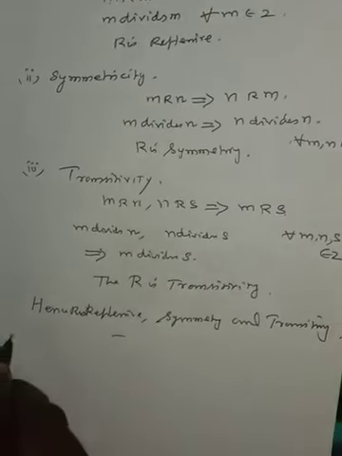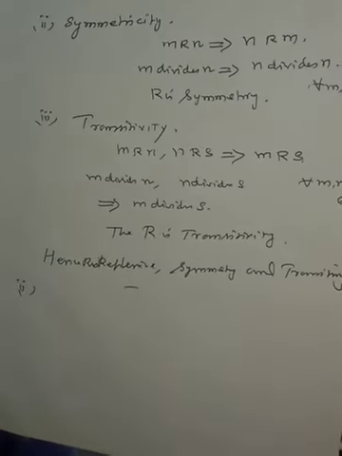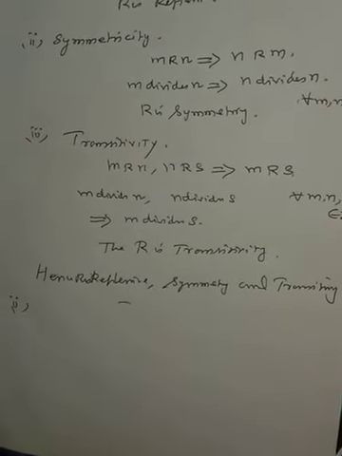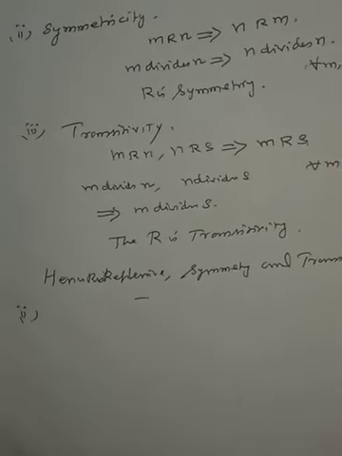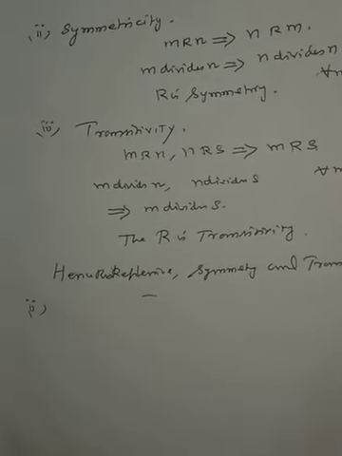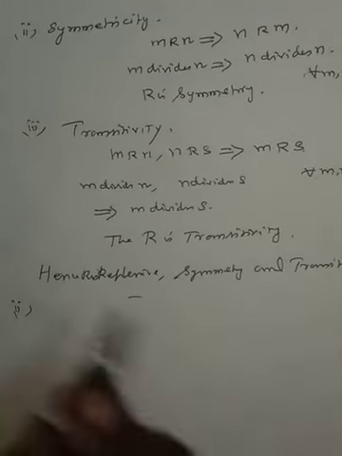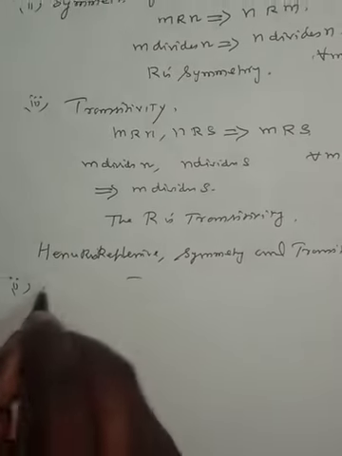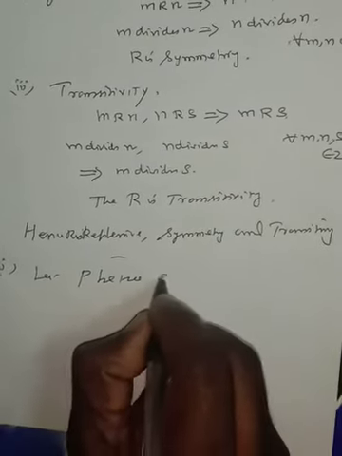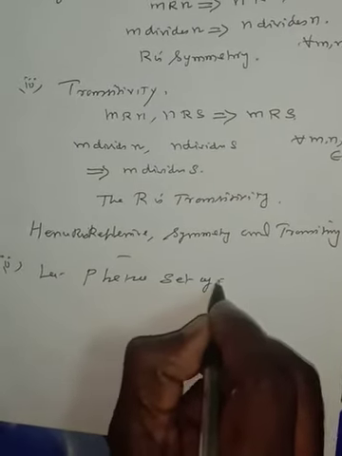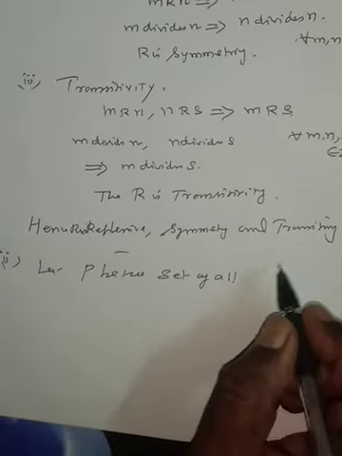Subdivision number 2, on the positive integers. Let P be the set of all straight lines.